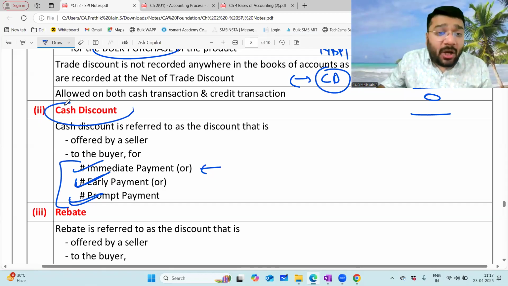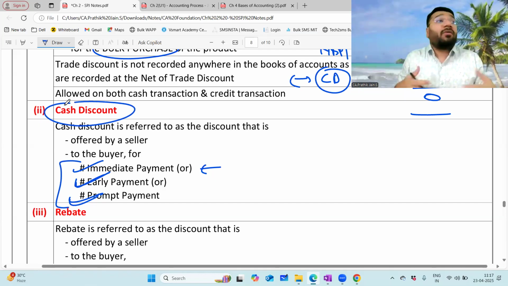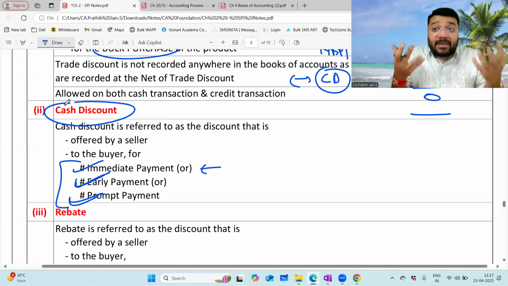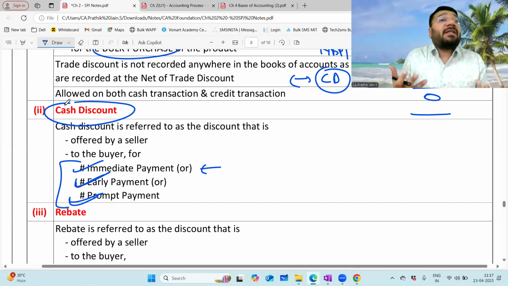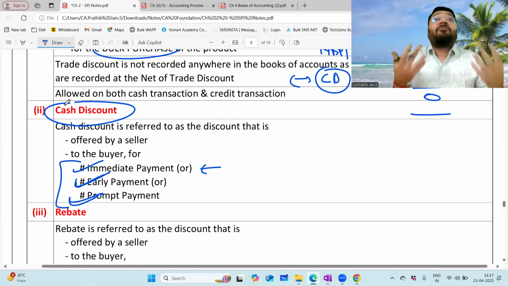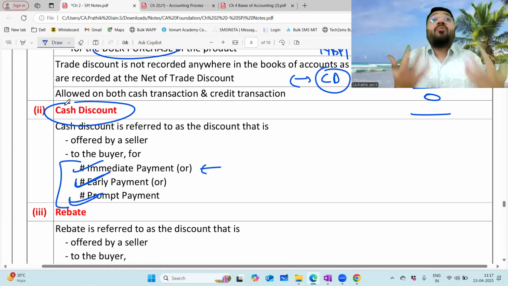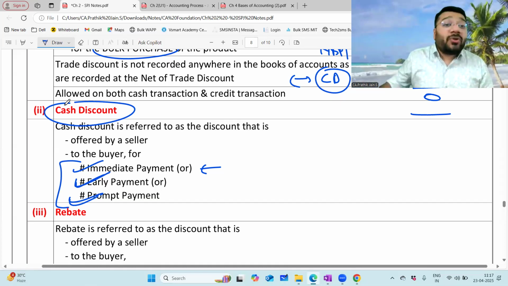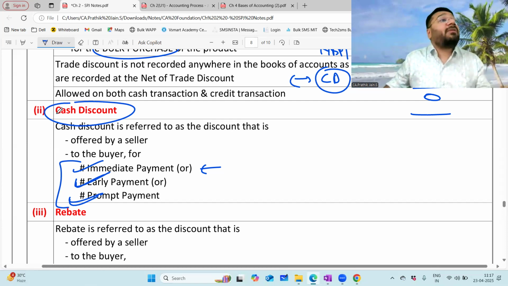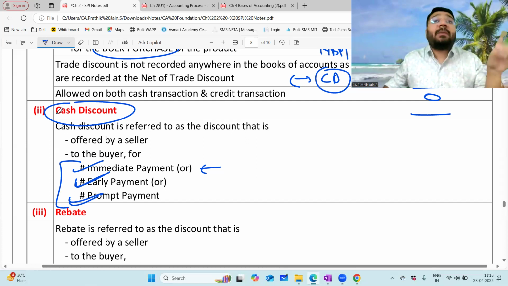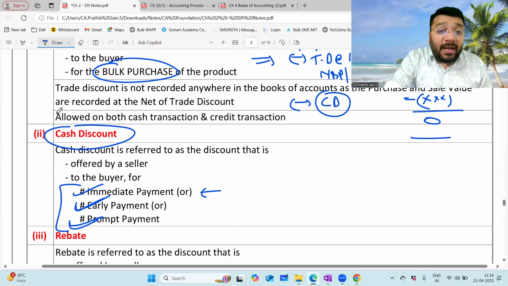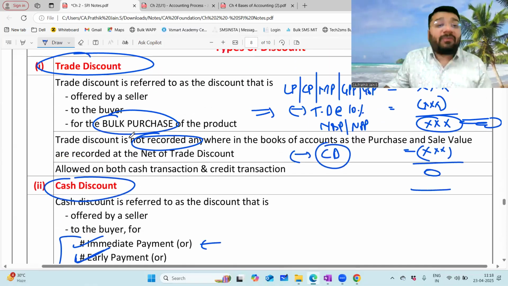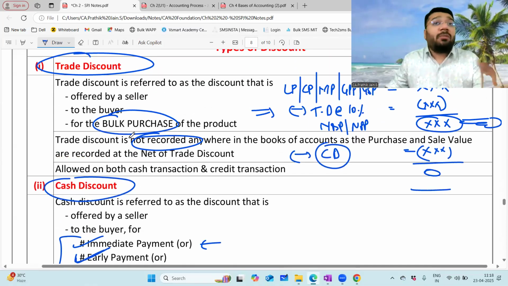Now this cash discount, you are not giving out of love and affection. It is a compulsion that you're giving with. So when you're giving this cash discount, your emotion is not good. You're not happily giving this. You're giving out of pain. So that pain needs to be emoted in the financial statement. So cash discount will be separately captured in the books of accounts. Trade discount will never be recorded anywhere in the books of accounts. But cash discount has to be captured in your books of accounts.